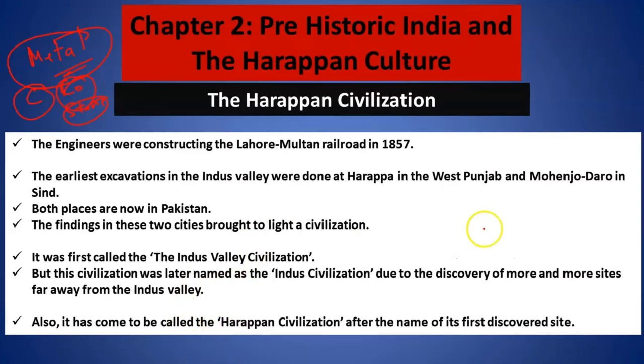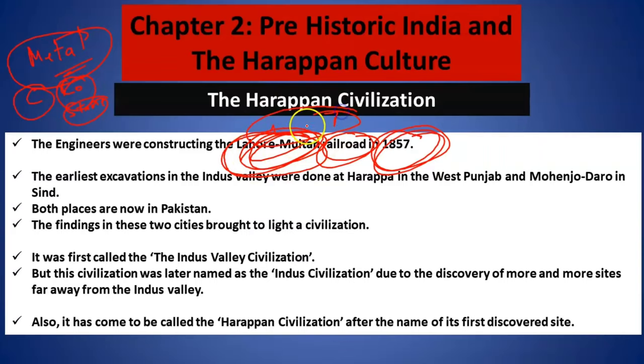Now, how did we come to know about this civilization? In the year 1857, the railways were being constructed in the Lahore-Multan area. This is right now in Pakistan. But earlier, Pakistan and Bangladesh were all an integral part of India. During that time, the workers were destroying whatever underground buildings were coming up. But when the archaeologists came to know, they stopped them: wait a second, you're destroying something very significant to history.